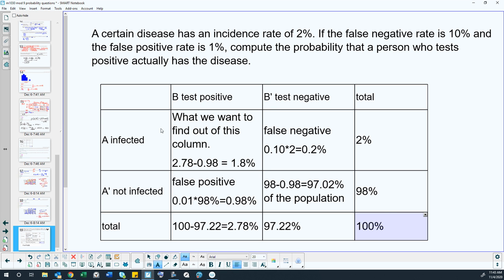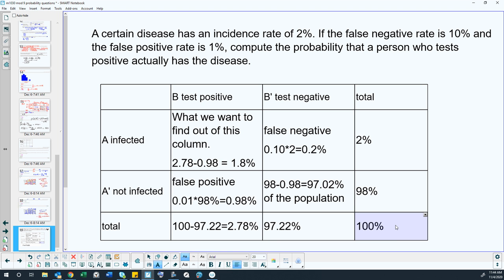Okay, so a two-way table has two different things that are happening that are not mutually exclusive. In other words, they can have an overlap, and we can show that with a Venn diagram, or in this case, a two-way table. So our two-way table shows whether a person is infected or not infected with the disease, and whether they test positive or test negative for the disease. In both cases, we're assuming that our total is 100% of the population.